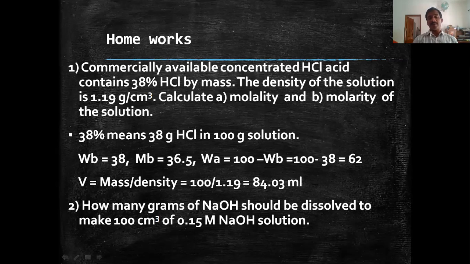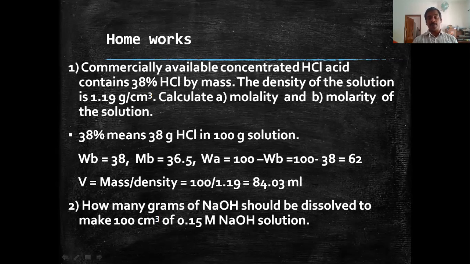38% means 38 gram HCl in 100 gram solution. This is a hint for the solution. So WB is equal to 38 gram. MB of HCl is 36.5. WA is 100 minus the mass of solute. Total mass is 100. So 100 minus the mass of solute. What is the mass of solute? 38. So 100 minus 38 is equal to 62.